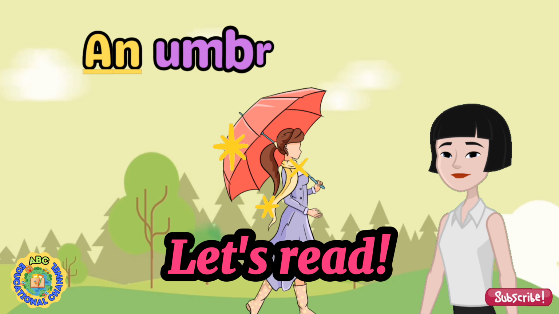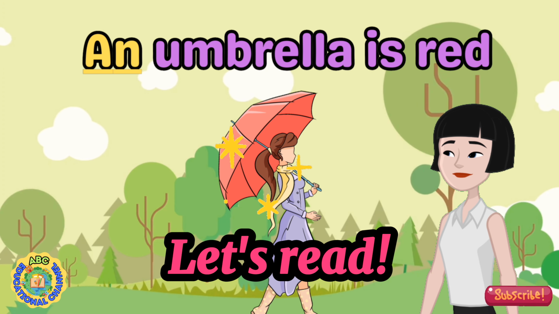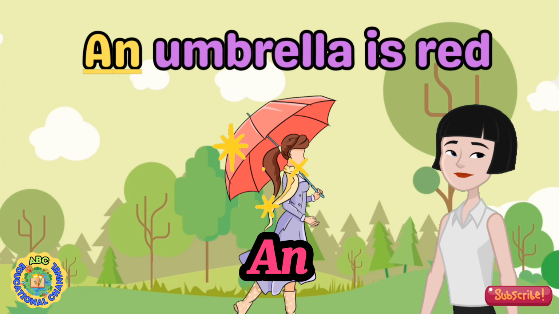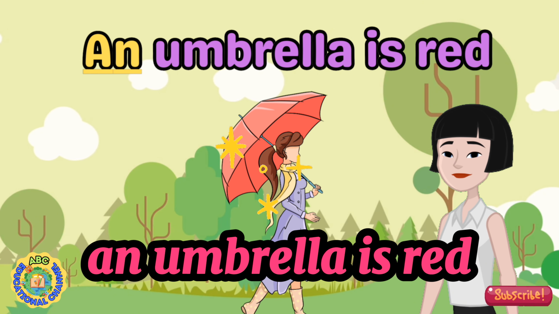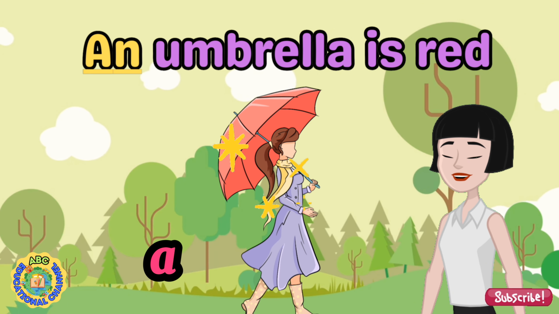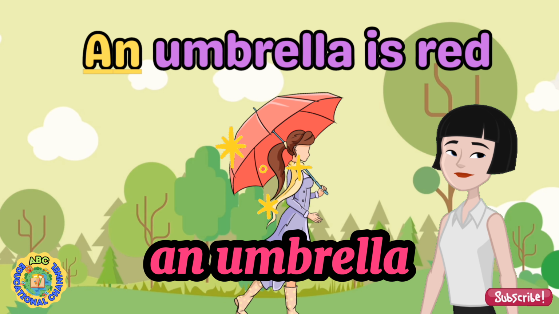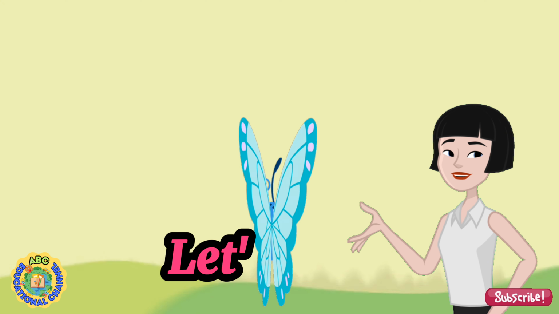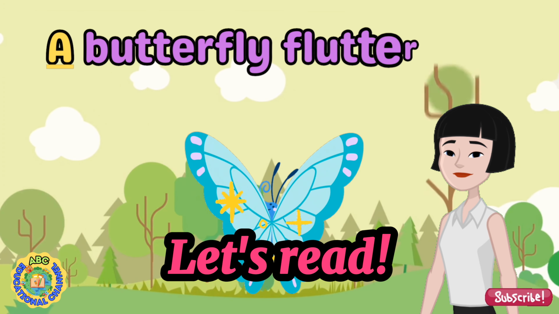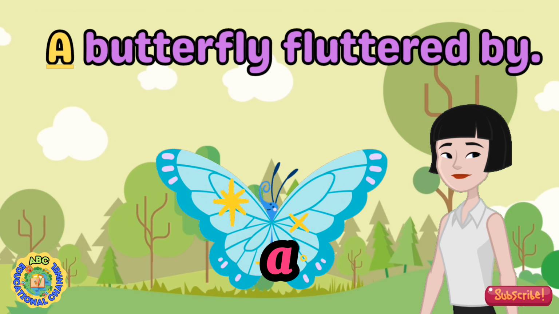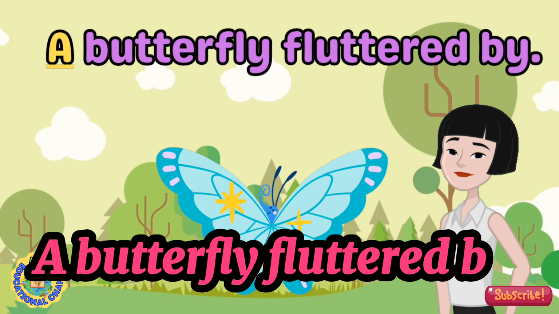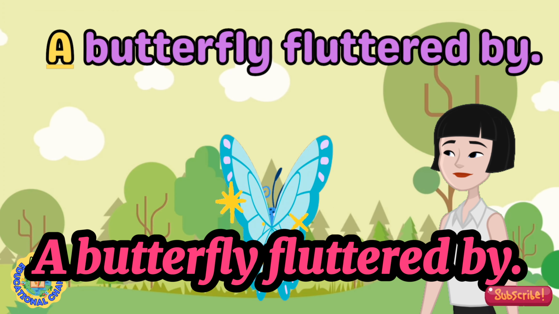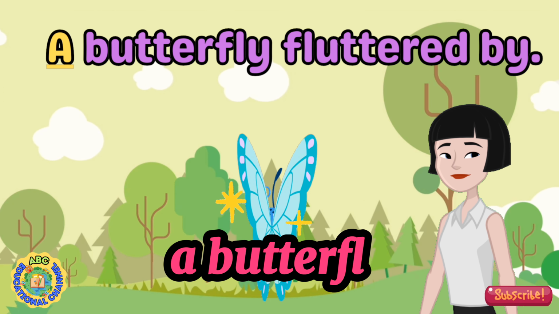Let's read. An. An umbrella is red. An umbrella. Let's read. A. A butterfly fluttered by. A butterfly.